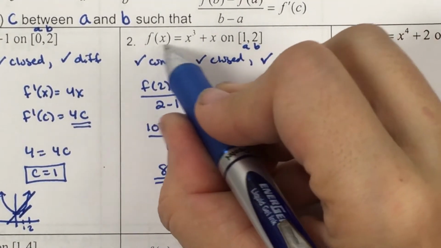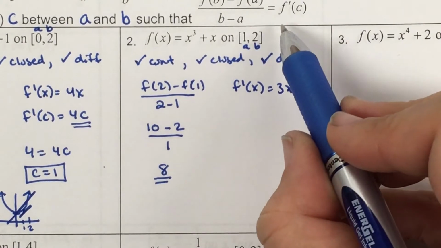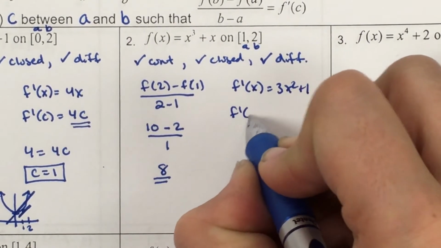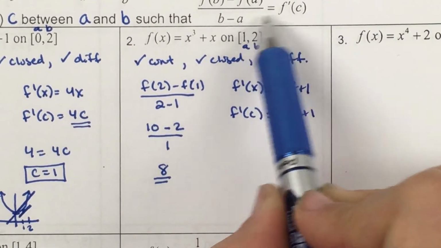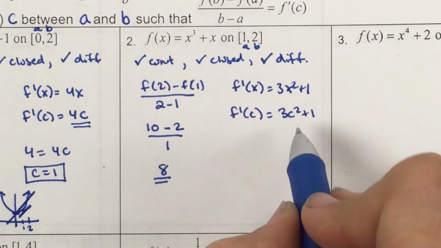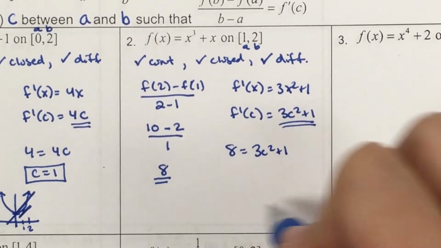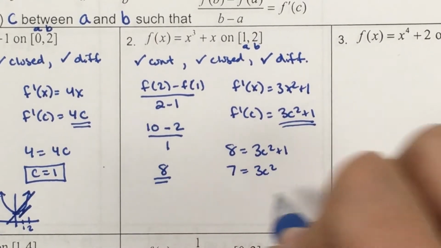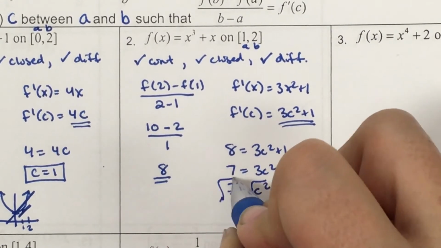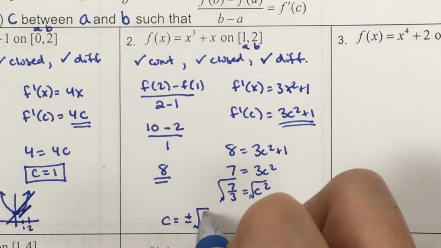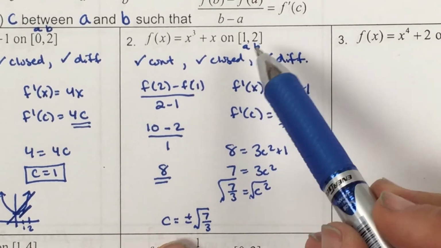Now we go ahead and we take the derivative of this. So we've got f prime of x equals 3x squared plus 1. We're looking for f prime of c, so let's go ahead and plug in our c. 3c squared plus 1. We know, according to our formula, that our 2 sides need to be equal, so this side needs to equal this side. So 8 equals 3c squared plus 1. Subtract 1, we get 7 equals 3c squared. Divide by 3, 7/3 equals c squared. Take the square root of both sides, and when we do that, we get c equals plus or minus the square root of 7/3. So I think that would be our answer, but it's actually not because of our interval.